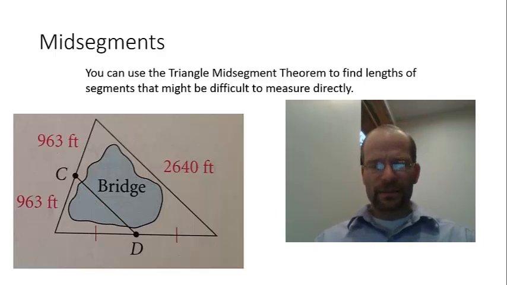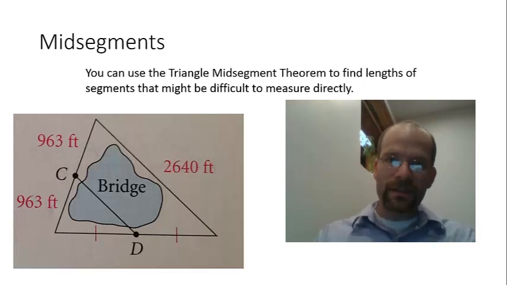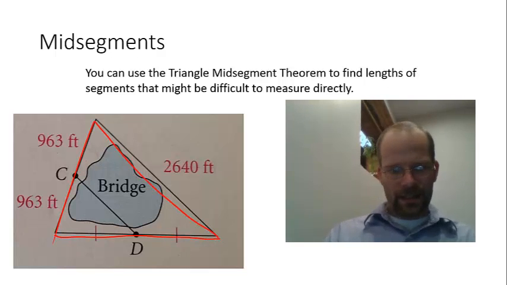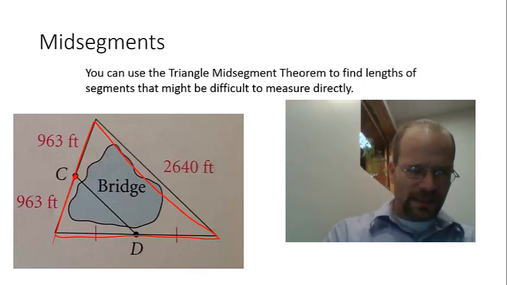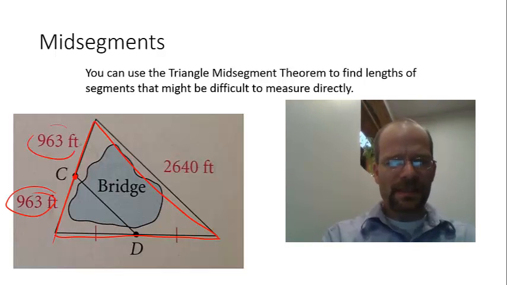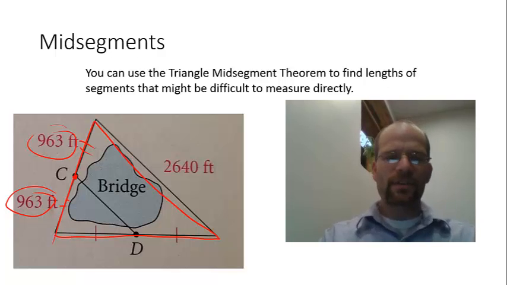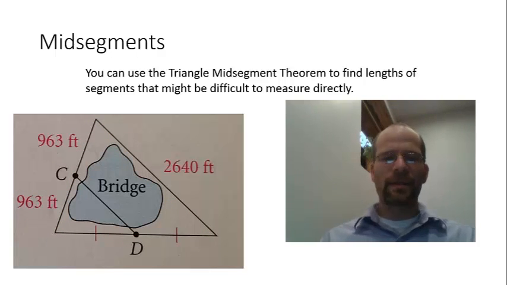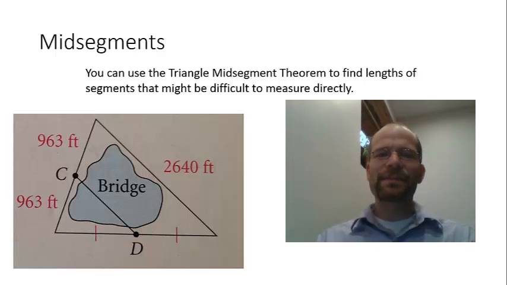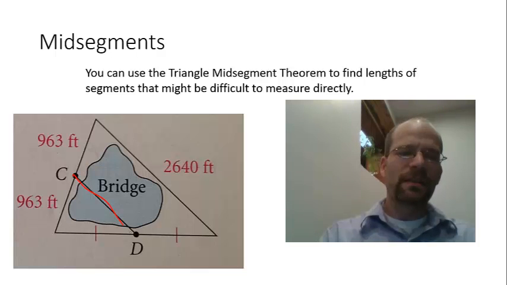First of all, we need to look around and figure out if there's any other information we know about the diagram. You can see we have this triangle in here. And we could ask the question, is point C a midpoint of one of the sides of the triangle? Since we know that there are two segments of 963 feet, that means these are congruent. And that, of course, means that point C is, in fact, the midpoint. Well, point D is a little more obvious. We have these congruent symbols here, and so we know that point D is also a midpoint. Therefore, since segment CD connects the midpoints of two sides of a triangle, segment CD must be a midsegment.